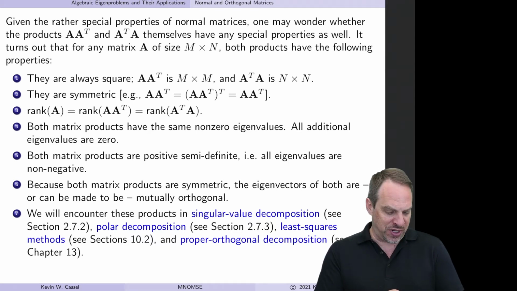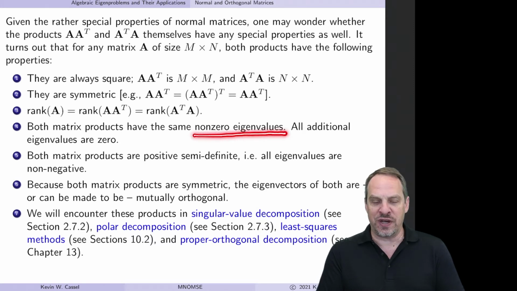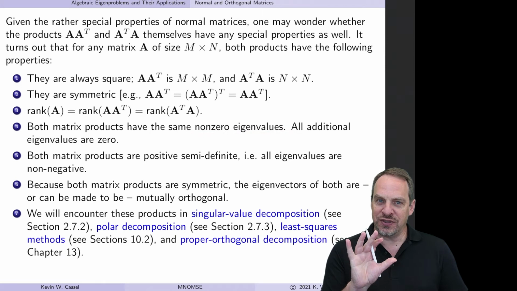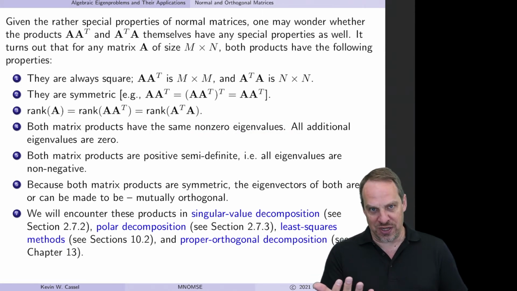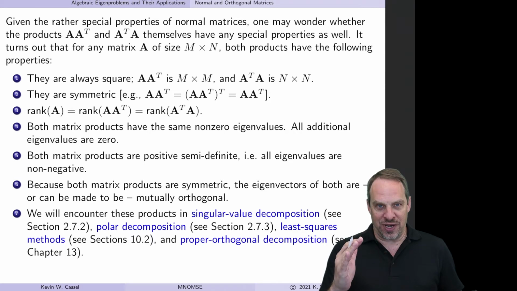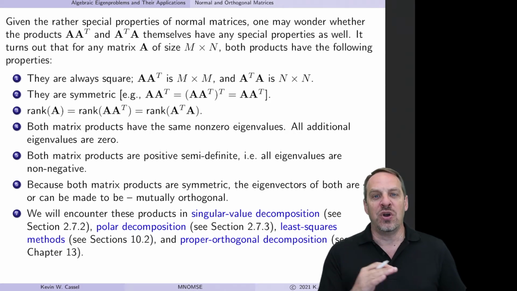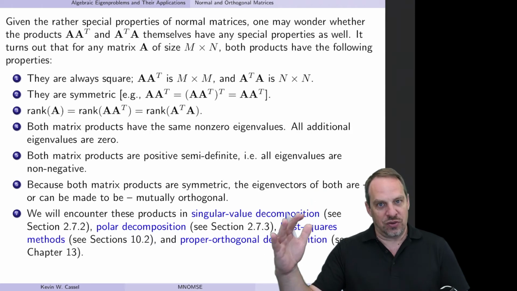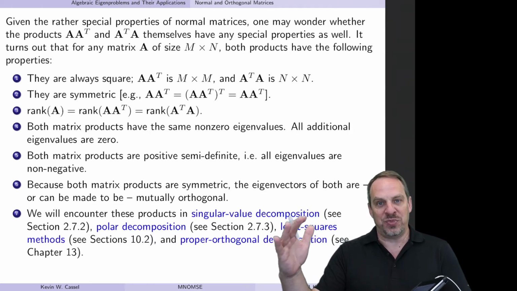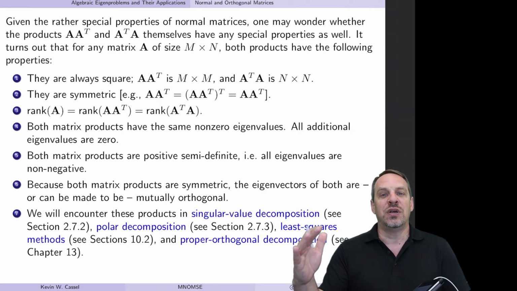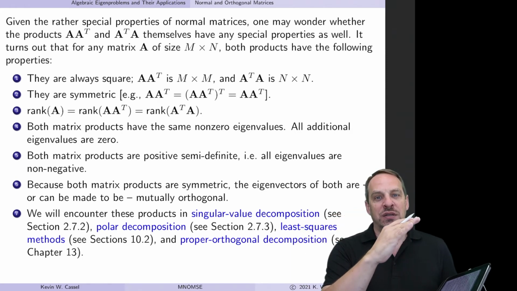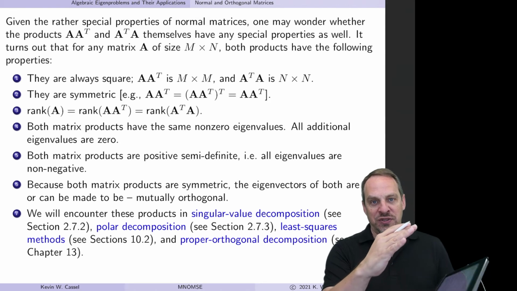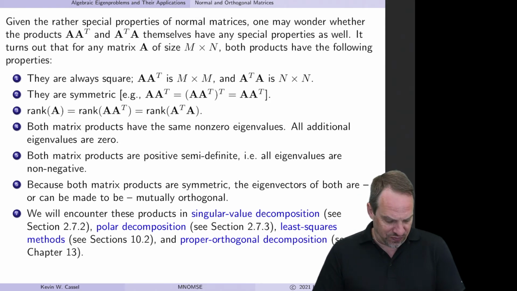Another really useful property is that both of these matrix products have the same non-zero eigenvalues. Now you notice they're not the same size. One is m by m, one is n by n. However, the non-zero eigenvalues are going to be in common for both. All of the additional eigenvalues are going to be 0. So if one is bigger than the other, then the smaller one would have up to n non-zero eigenvalues. The larger one will have the same n non-zero eigenvalues, and all the rest will be 0. So this is very useful for us as well.